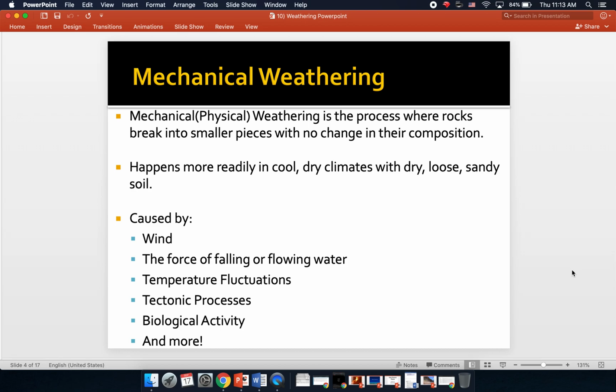Mechanical weathering is going to happen more readily in cool, dry climates that also have dry, loose, sandy soil. The main causes of mechanical weathering include wind, the force of falling or flowing water, temperature fluctuations, tectonic processes, and some types of biological activity.